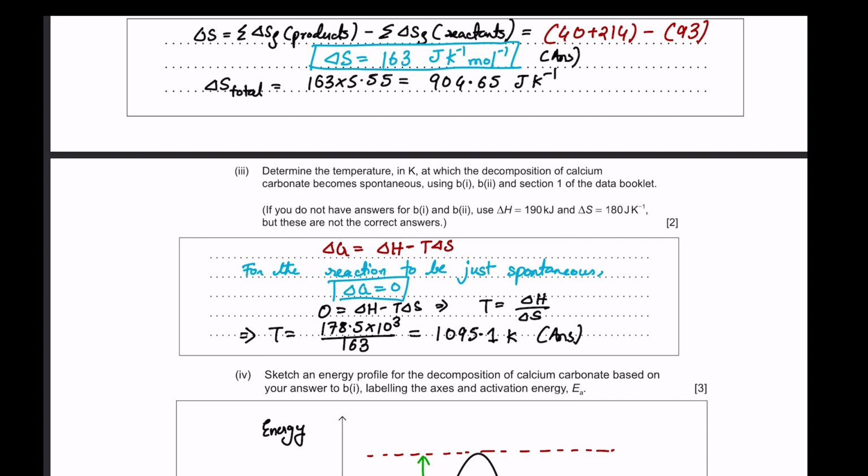The reaction will just be spontaneous when delta G, the Gibbs free energy, becomes 0. If your Gibbs free energy delta G is positive, then the reaction is non-spontaneous. If your delta G is negative, it becomes spontaneous. So delta G equals 0 is the cutoff value, and you can say at this temperature your reaction just becomes spontaneous.